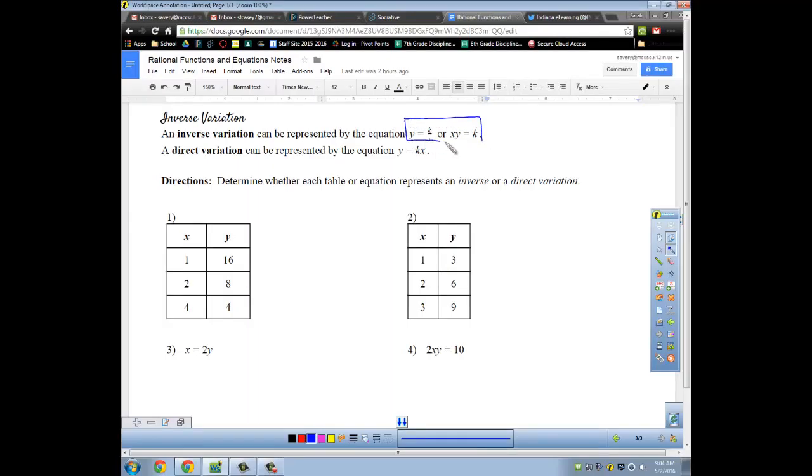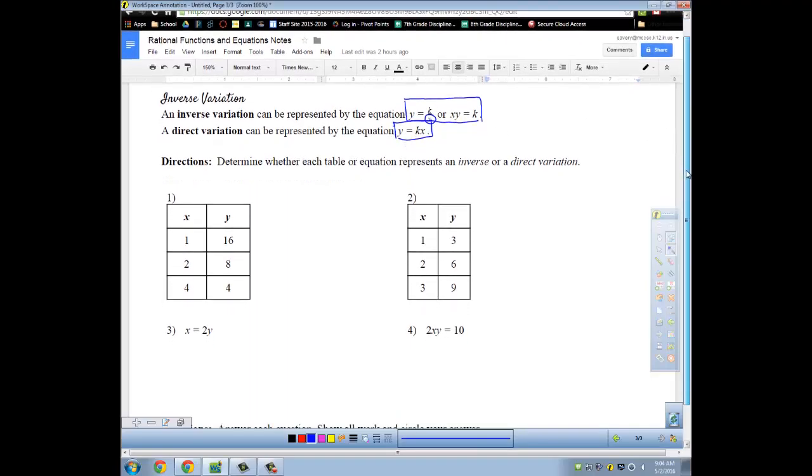Pay attention that the first equation has x on the denominator. So as long as x is in the denominator, it's inverse variation. If that's a number or a y instead of x, then it's going to be direct. And then we also have x times y equals some number, which is also an example of inverse variation. Direct variation will look like this, where it's y equals some number times x. So k is just some number, we don't know what it is.